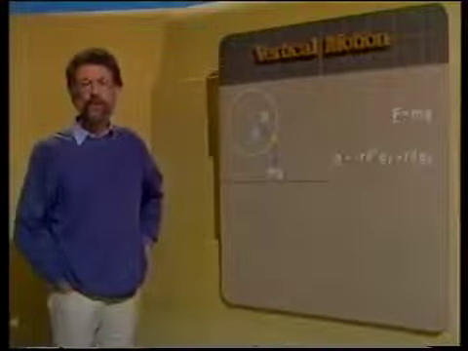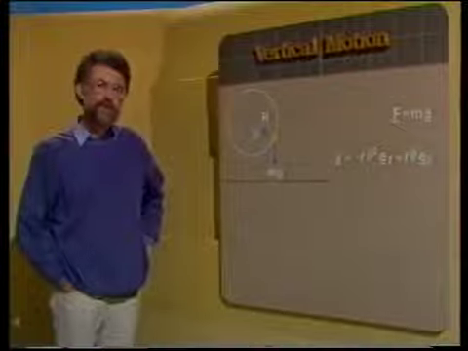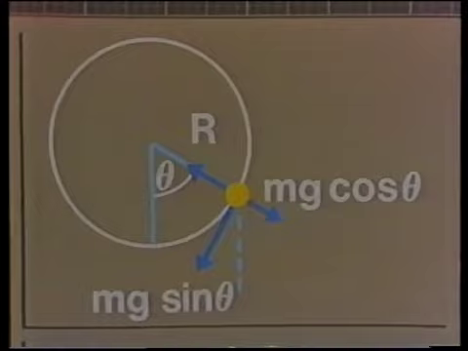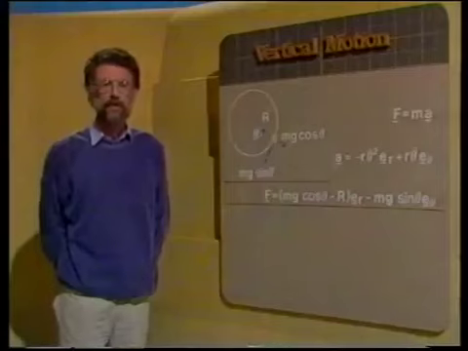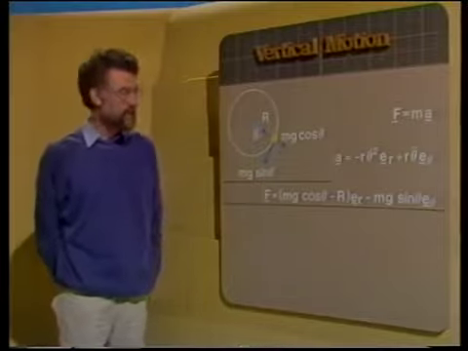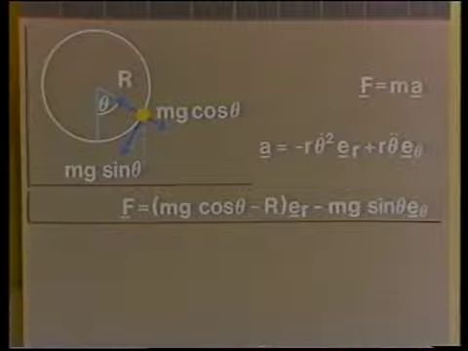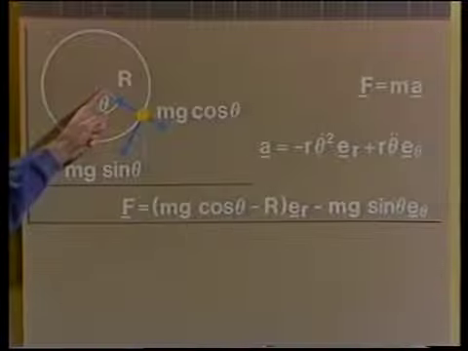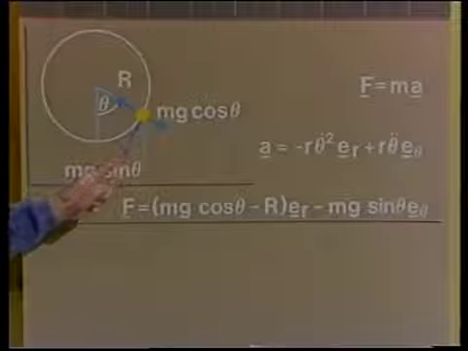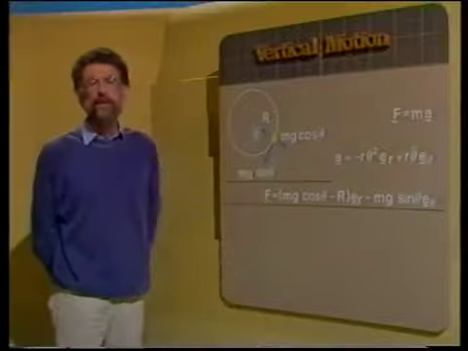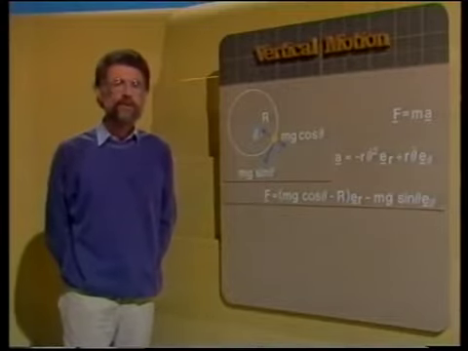To use this formula for the acceleration efficiently, we'll need to express the forces in terms of their radial and tangential components. That's easy for the reaction. It's already in the radial direction. And we can resolve the weight into its components mg cos theta in the e_r direction and mg sin theta tangentially. And so the expression for the total force in terms of e_r and e_theta is this. The minus sign in front of the R is there because the reaction is towards the center of the circle. And the minus sign in front of the mg sin theta is because its direction is in the minus e_theta direction.